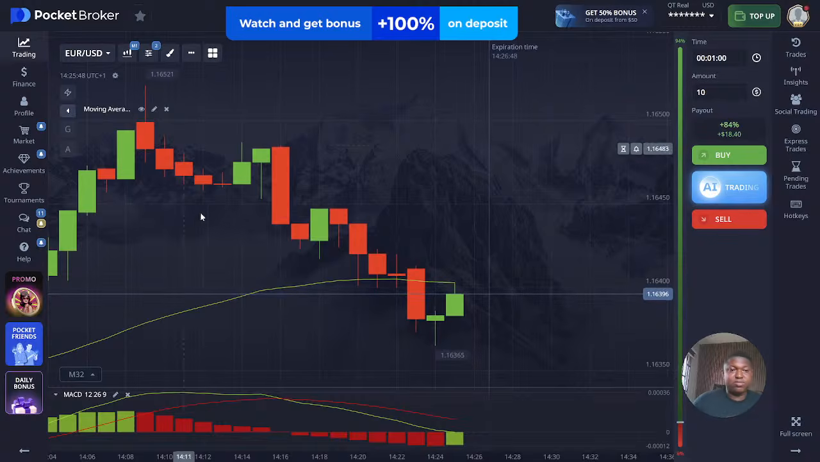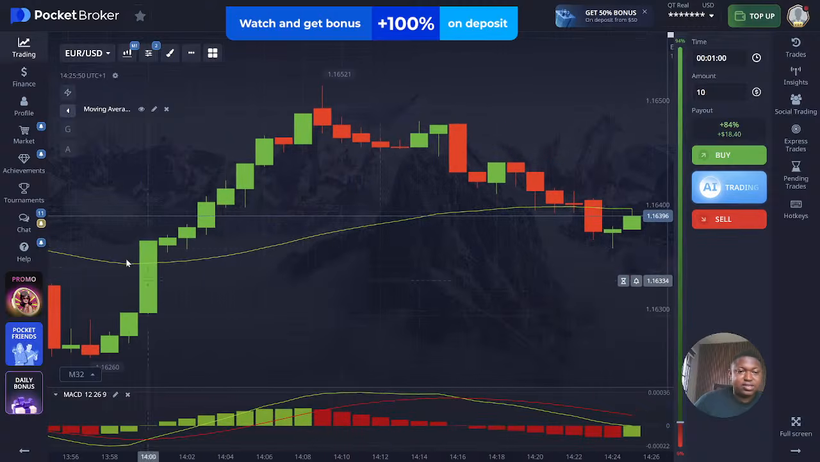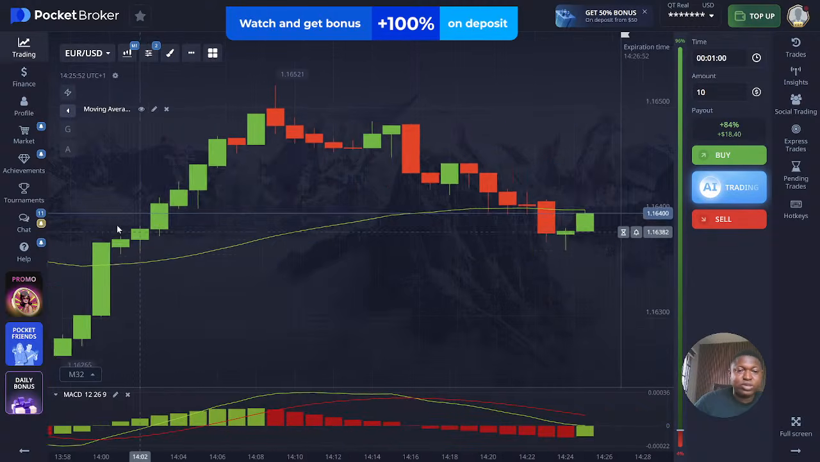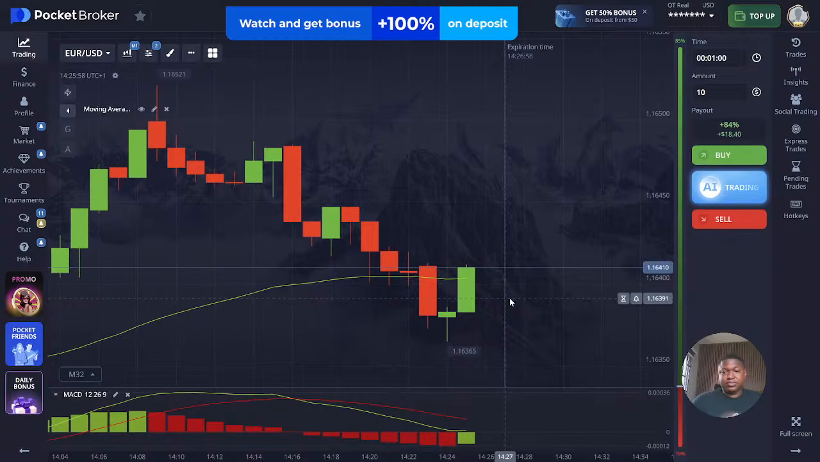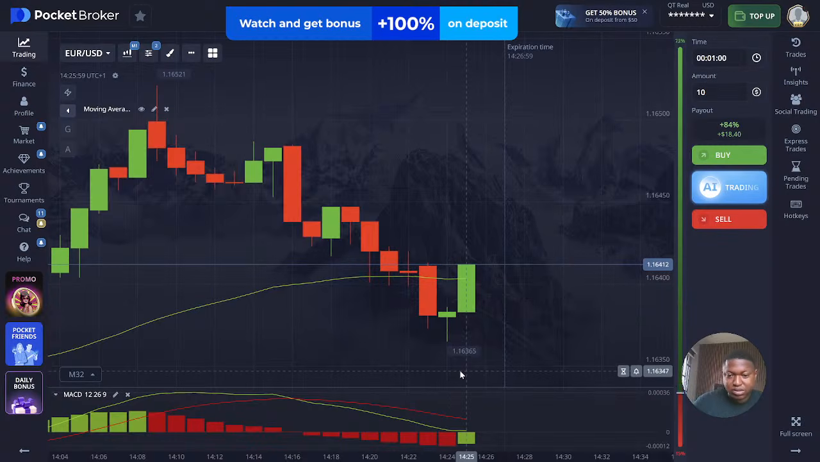So that is it. We didn't cash this one, but we have been waiting since then to trade. Okay. Let's see what the market is going to do.